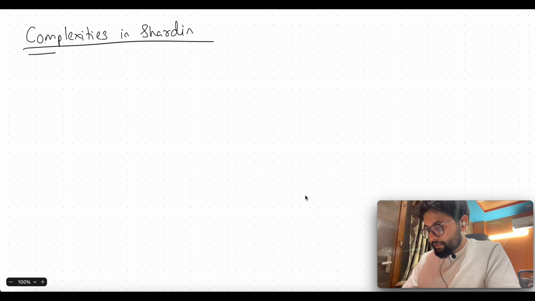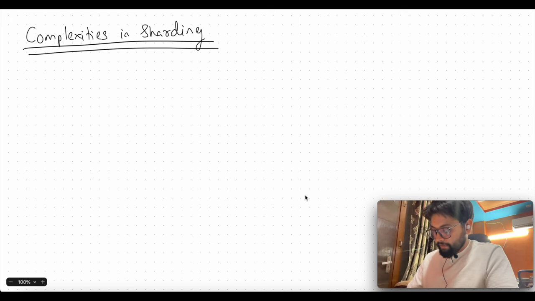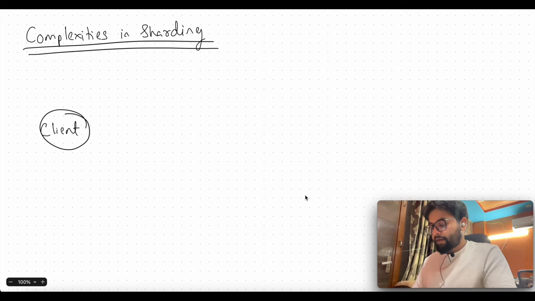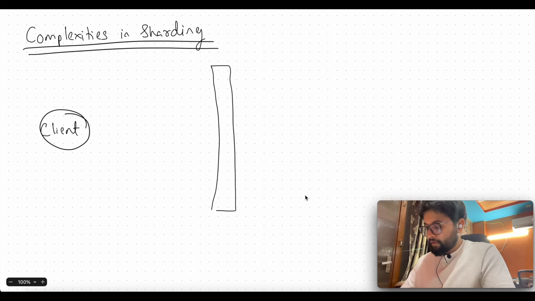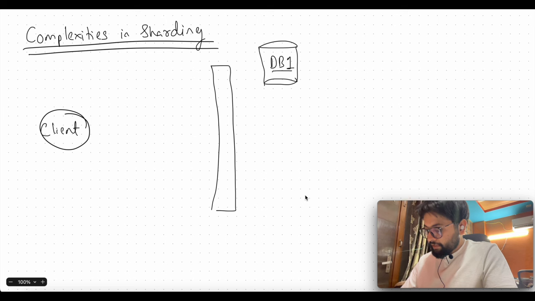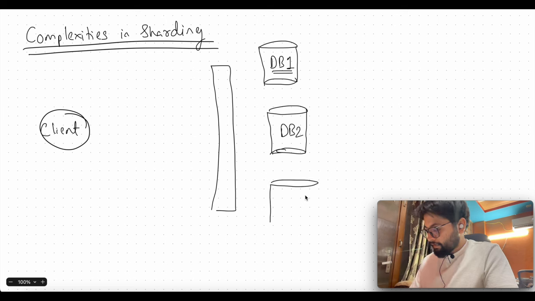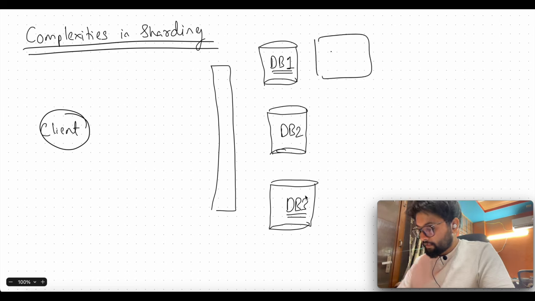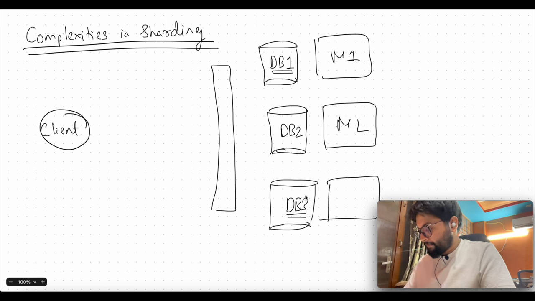So let's understand this here. Suppose a client, me being a client, is trying to query a sharded database. We can assume that we have one shard here, one shard here, and one shard here. So there are three shards present on three machines. I'm going to mention them here as M1, M2, and M3. This makes sense, right? We discussed it previously as well.